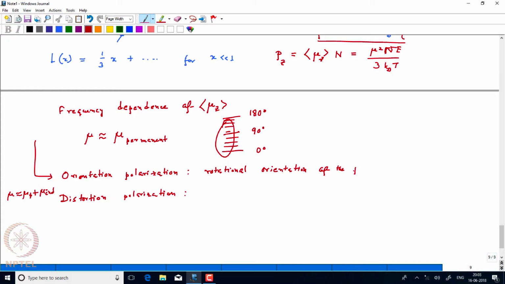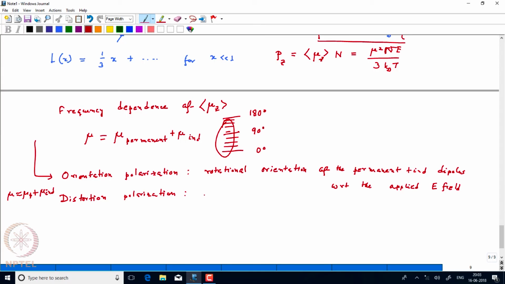So, the orientation polarization is basically coming from the rotational orientation of the permanent as well as induced dipole moment. I should always write it as permanent plus induced. Then it is basically the orientation of the permanent plus induced dipoles with respect to the applied electric field.